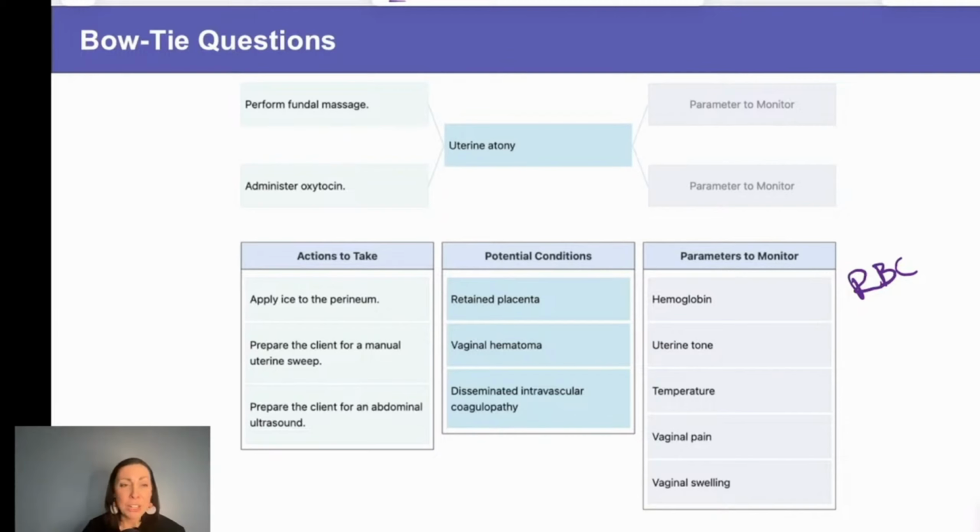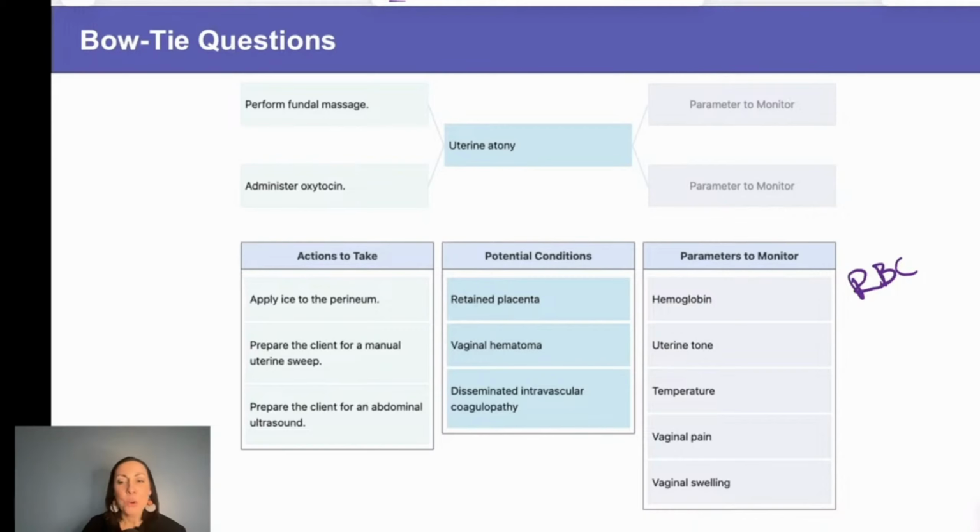Okay, temperature. So yes, we're going to be monitoring temperatures on all of our clients, right? Specifically, a temperature would be monitored very closely if we had retained placenta, because when the doctor goes in and does a manual sweep, it increases that risk for infection. So we would be monitoring the temperature in that case. But for this, we would just be monitoring like normal.